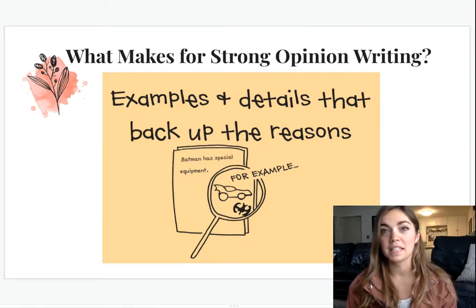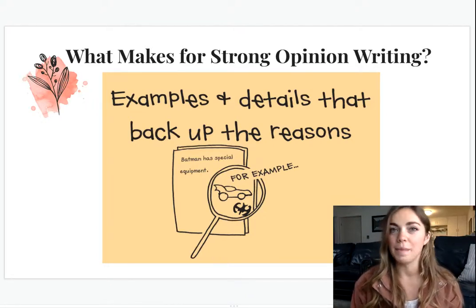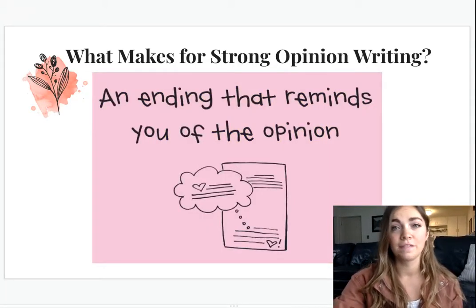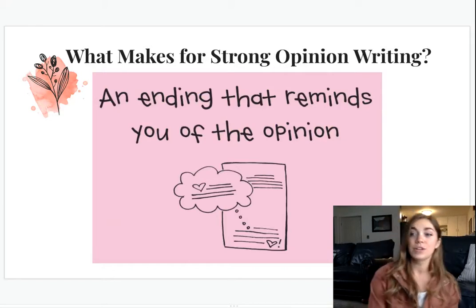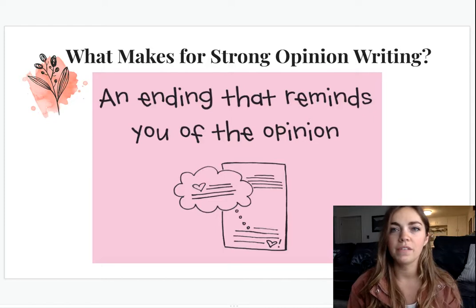So Batman has special equipment. For example, our writer talked about the Batmobile and the Batarang and gave examples of some of the cool equipment that Batman has. And finally, in strong opinion writing, the writer has an ending that reminds you of the opinion. So we know everything that goes into really strong opinion writing.